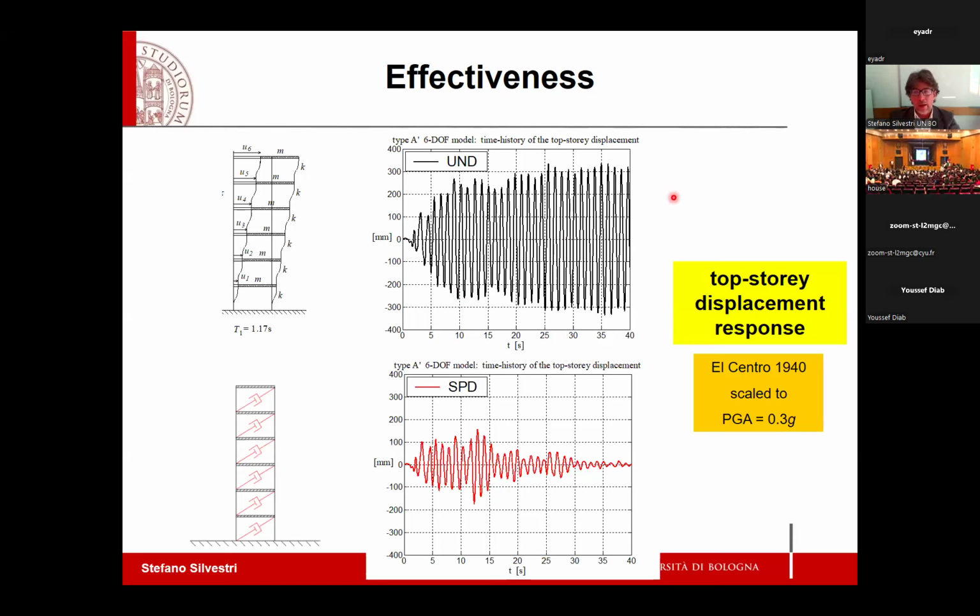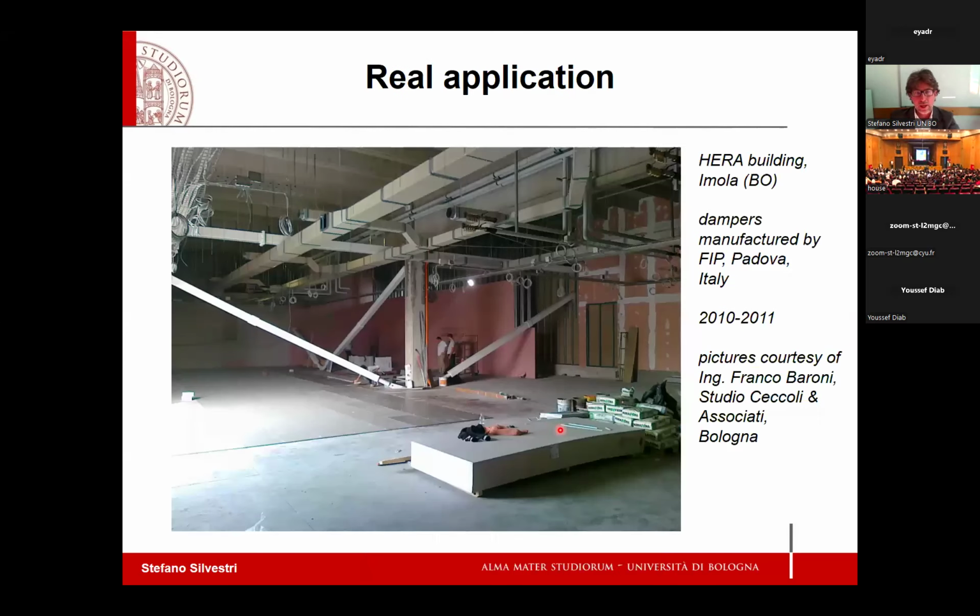And here you see, let's say, just an example of their effectiveness. Here is the time history response of the top story of a six-story frame structure without any dampers and with, let's say, interstory placement. Okay, you see a big reduction is achieved with this kind of devices. Here you see some real application.